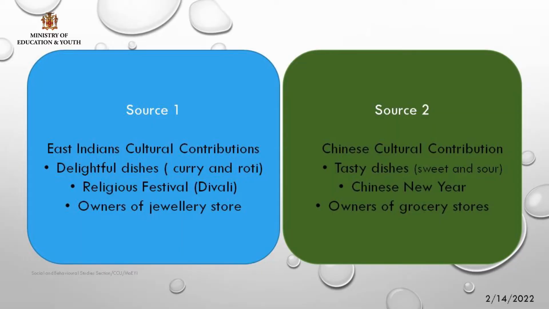These services include barbering, medicine, repairing cars, selling insurance, and hairdressing. These are the services for which you will pay. So now let's take a look at our cultural contribution of both the Chinese and the East Indian. There are clearly links between goods and services that they provide. In this question, we will read the sources. Source 1 reads, East Indian cultural contribution: delightful dishes, curry and roti, religious festival, Diwali, and owners of jewelry store. In source 2, we have the Chinese cultural contribution: the tasty dishes of sweet and sour meats, Chinese New Year, and owners of grocery stores.